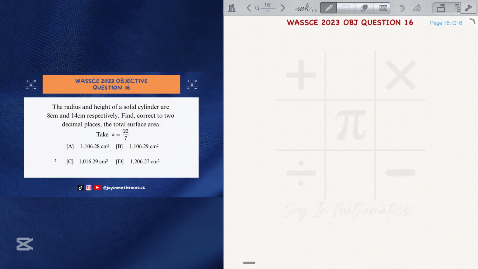Now I want to proceed further to WAEC 2023 objective question 16. The question says the radius and height of a solid cylinder are 8 cm and 14 cm respectively. Find, correct to 2 decimal places, the total surface area, and we are asked to take pi to be 22/7. So in view of that, let's begin.